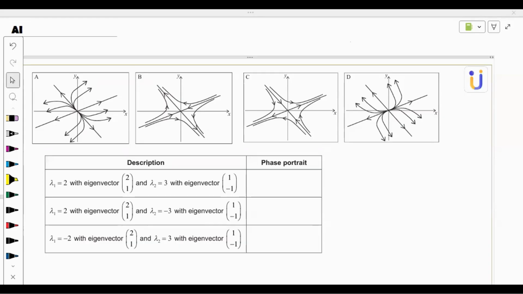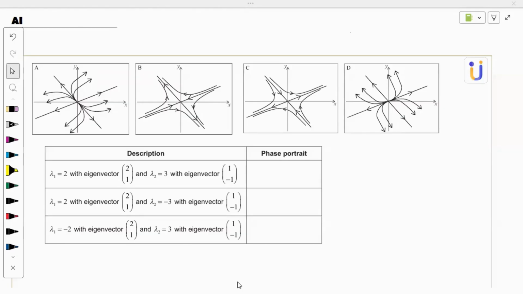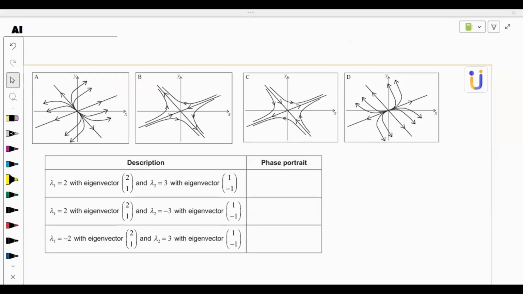So here is a system of coupled differential equations. There is some description given and four phase portraits also given. The general form of the equation is dx/dt = ax + by, dy/dt = cx + dy, and four different phase portraits. The matrix ABCD has eigenvalues lambda 1 and lambda 2.